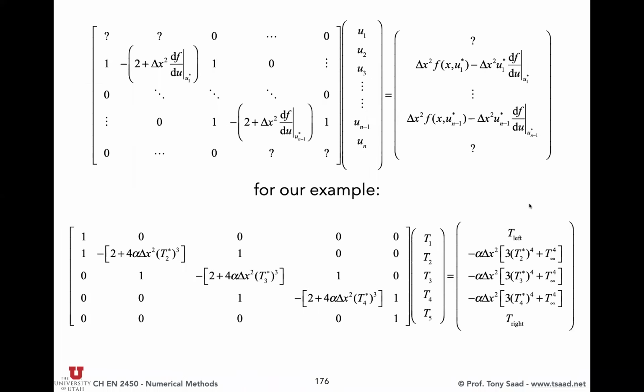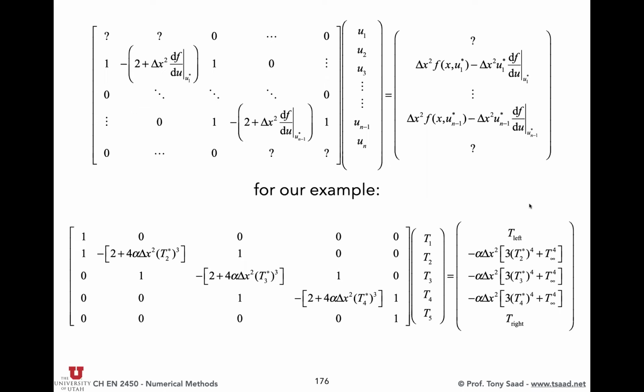So in the general case, I'm showing the matrix on top. Again, don't worry about that. Worry about doing it specifically for a particular problem. So for our particular example, this would be the system of equations. It's nothing different than what we did before, except we have this annoying T star or U star floating around. Okay, so now, given a value for T star, you can solve this system, agreed?